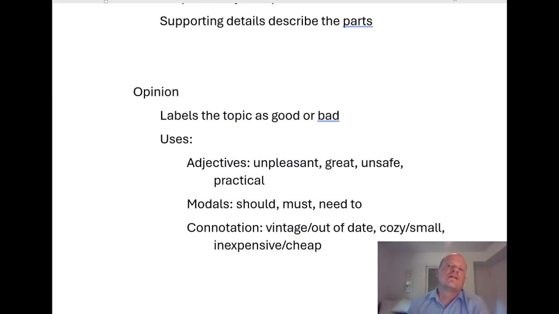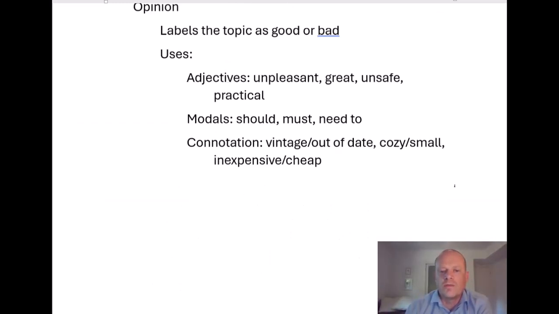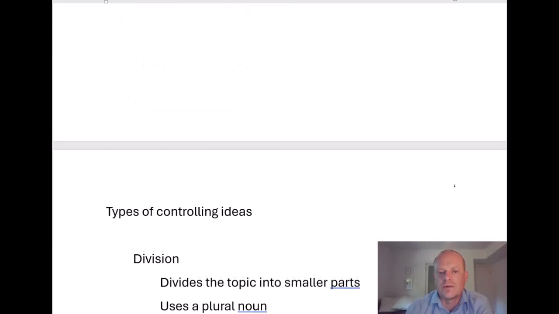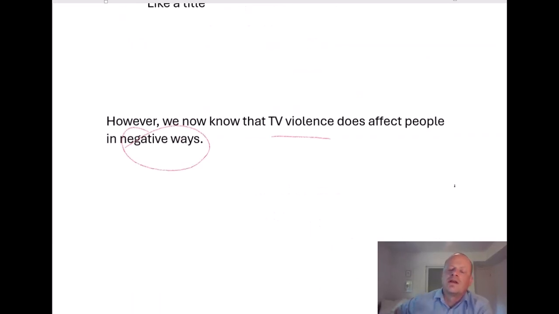And then the supporting details in this type of paragraph or essay are going to explain why that topic is either good or bad. So let's go back and look at our example sentence. Here we have an example main point, and again, however, we know that TV violence does affect people in negative ways. Now, this one does both, actually.